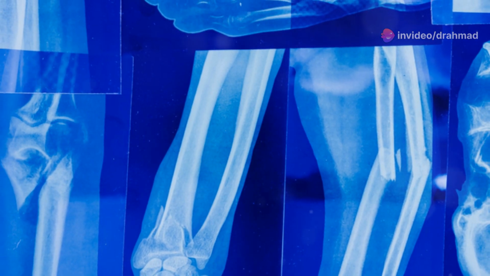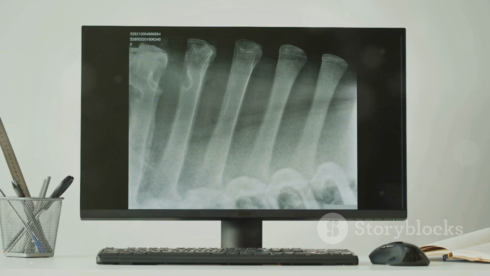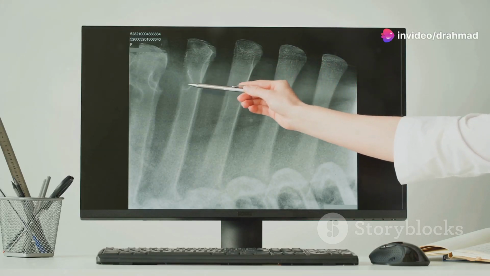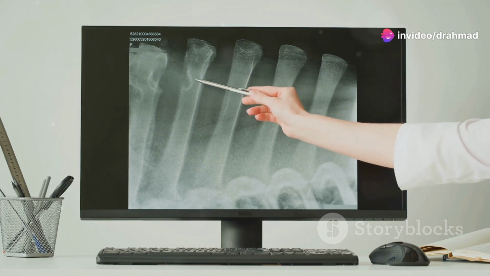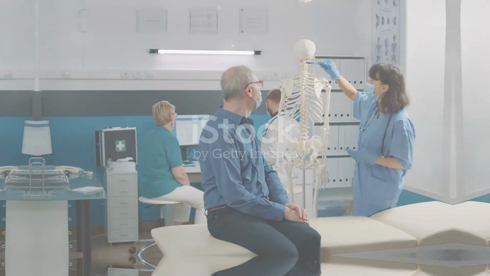When our diet lacks these essential nutrients, it can lead to a range of skeletal deformities. In the following sections, we'll delve into 4 major conditions caused by nutritional deficiencies: rickets, osteoporosis, scurvy, and protein energy malnutrition.